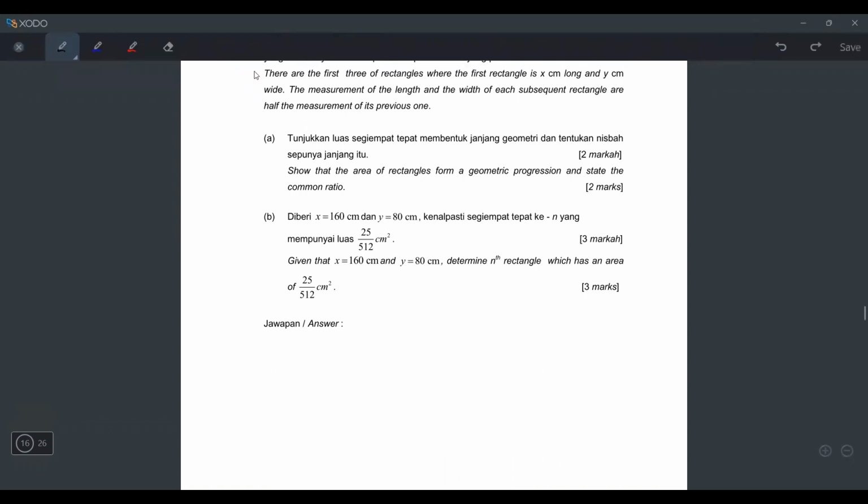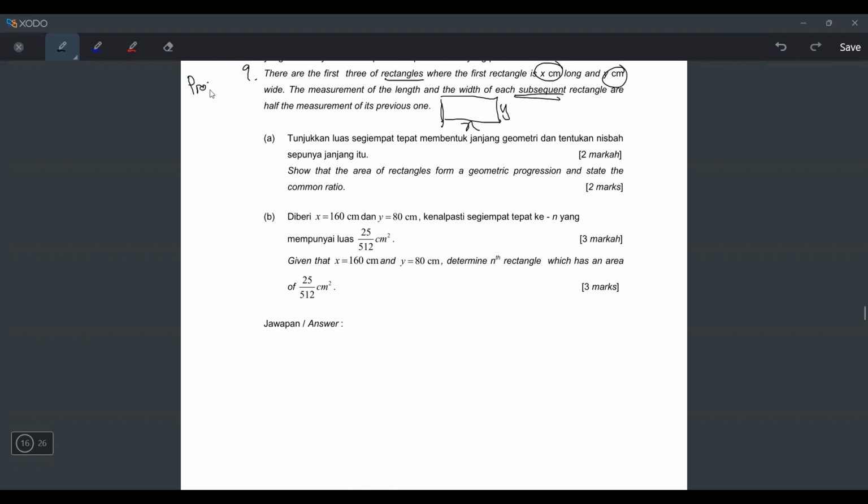Okay, number 9. There are three rectangles where the first rectangle is x cm long and y cm wide. Okay, let's draw it out then. So we have the first rectangle, the length is x, the width is y. And then they say the length and the width of each subsequent, meaning the next one, are half the measurement of its previous one.